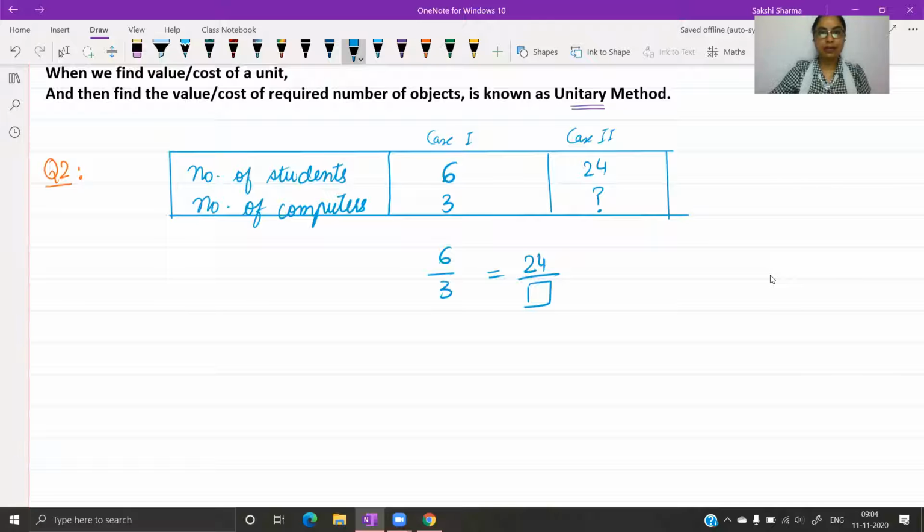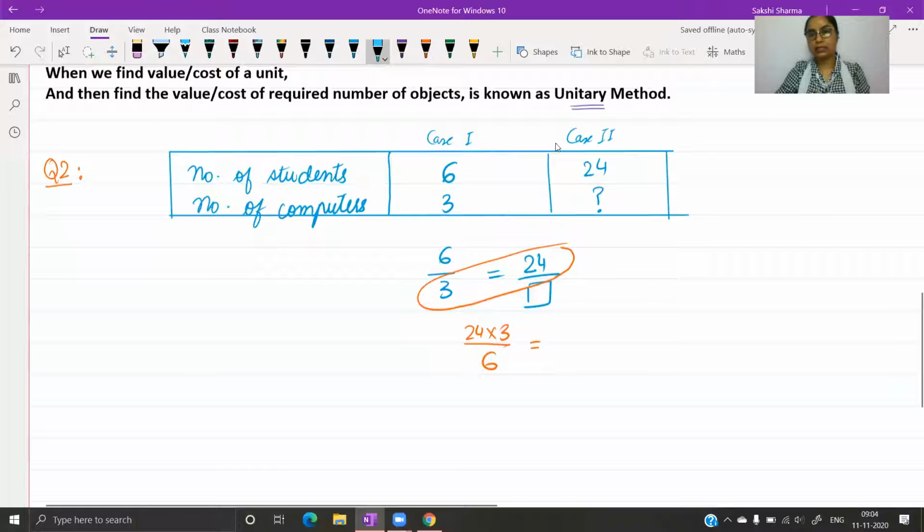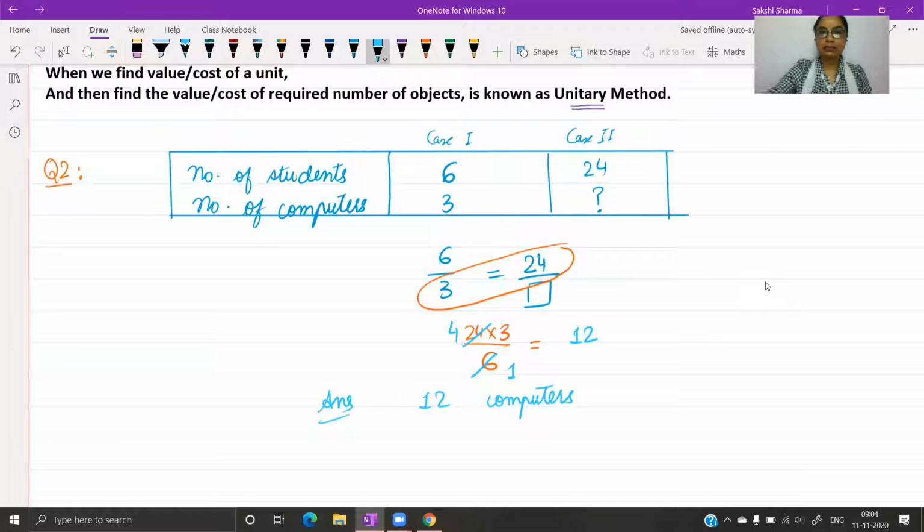That's right, Shivam, Harnivaz and Sahaj, your answer is correct. Cross multiplying and then solving. When you cross multiply, these two get multiplied. So 24 into 3. The number which is left, usse division karni hai. Obtain your answer by simplifying this. Yes, that's right. And the answer is 12.